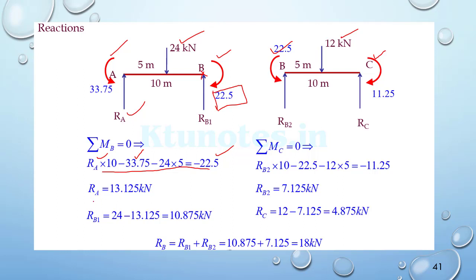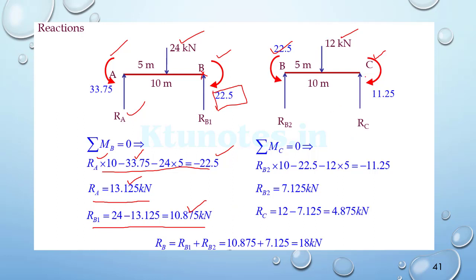Hence, RA is equal to 13.125 and RB1 we get as follows. We know the total value of 24 is acting downwards. So 24 minus 13.125 will give you 10.875.